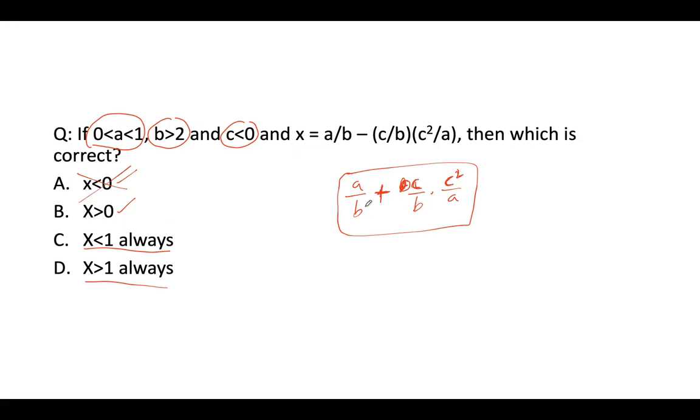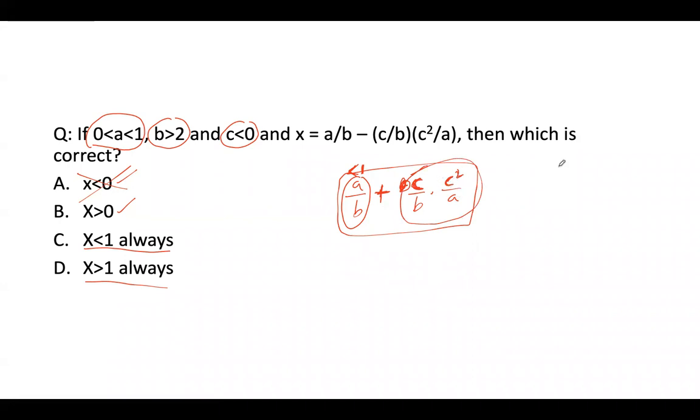Now, b is greater than 2 and a is less than 1. So this should be a value less than 1 divided by 2. So this is less than 1. This small portion is less than 1. But we do not know the c value. C is less than 0. It can be 100, it can be 200. So if the c value is very high, this value definitely will be greater than 1.